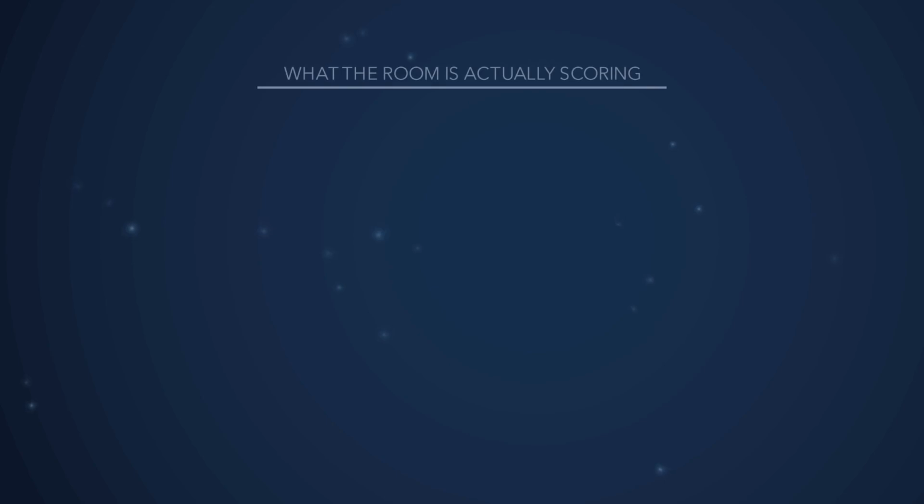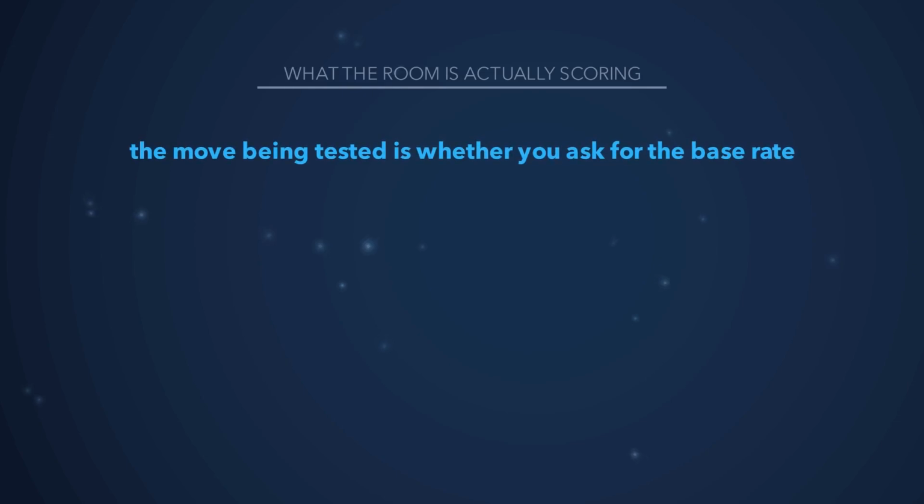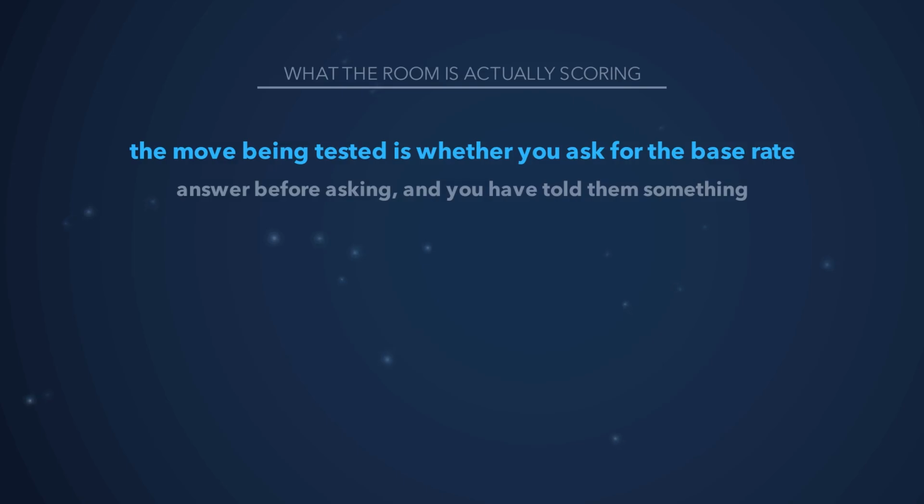In an interview, the thing being scored is not the arithmetic. It is whether you ask for the base rate at all. Answer before asking, and you have told the room you will estimate a conditional probability without checking what it is conditioned on. They start scoring long before the final number, whether you state assumptions, whether you recover when a path dies. Most candidates never see that sheet.